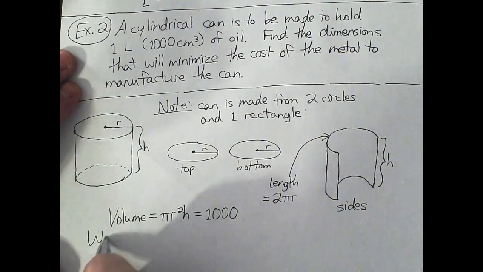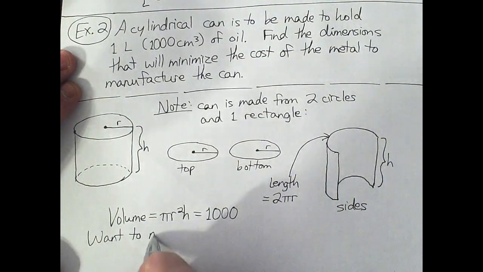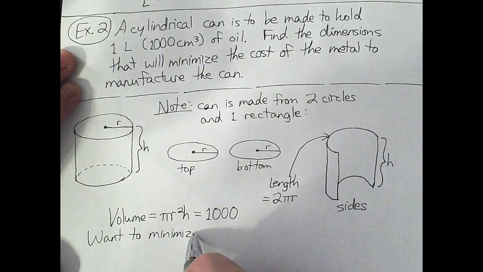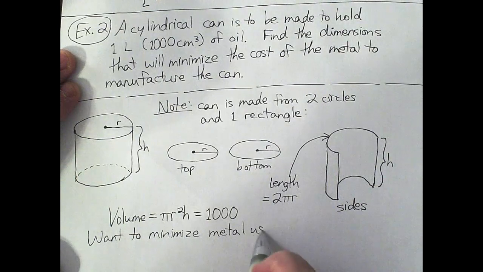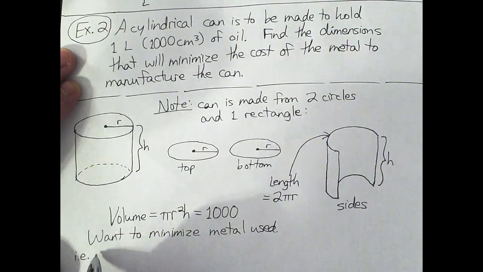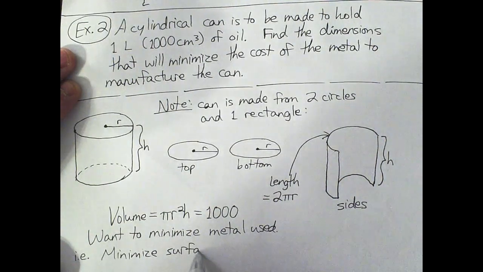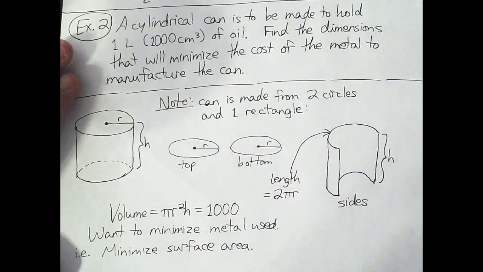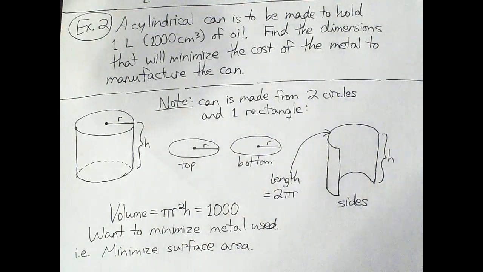And I claim that we want to minimize. In order to minimize the cost, we want to minimize the amount of metal used. In other words, we want to minimize the surface area. I'm assuming that the metal is already thin and we can't make it any thinner.